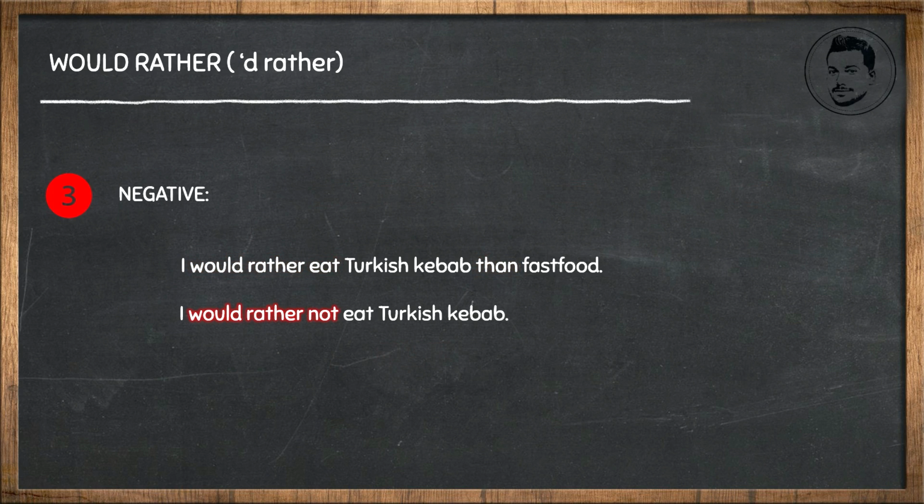Let's talk about its negative. After would rather, if you add not to your sentence, you will be able to make it negative. I would rather eat Turkish kebab than fast food, we had said before. I would rather not eat Turkish kebab. That's all.